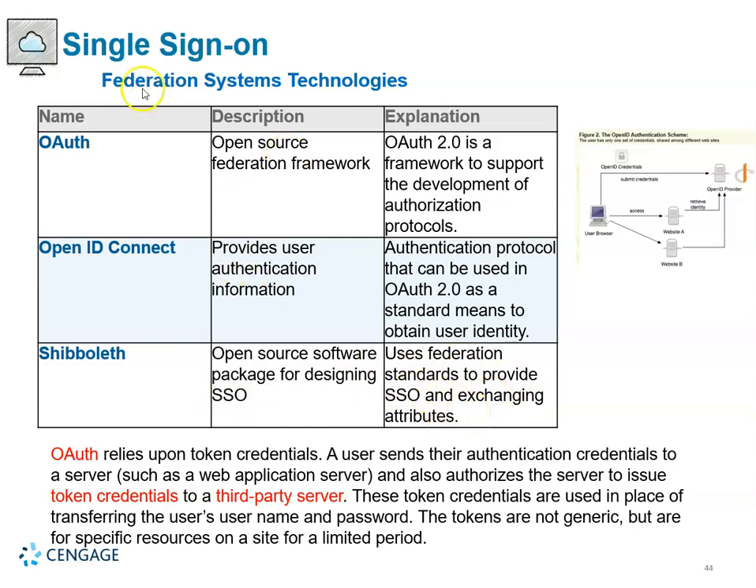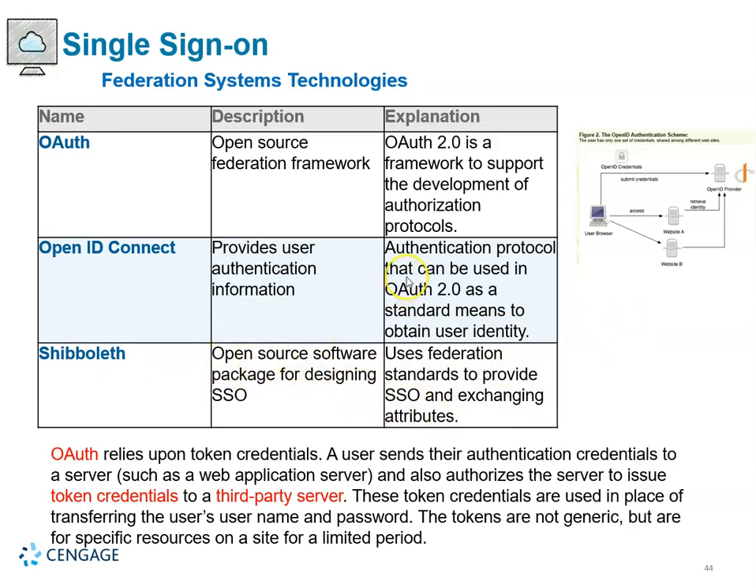So single sign-on, federated system technologies, things to remember here, again, are the name OAuth, which is the framework, not a protocol, and then OpenID Connect, which can be used in accordance with the OAuth framework as a means to obtain user identity, and then Shibboleth to provide single sign-on and exchanging attributes from an open source package.